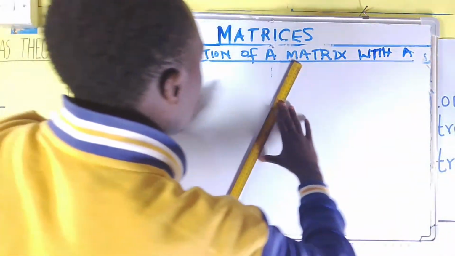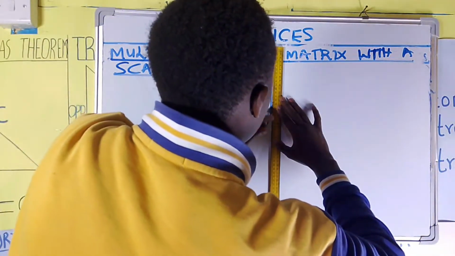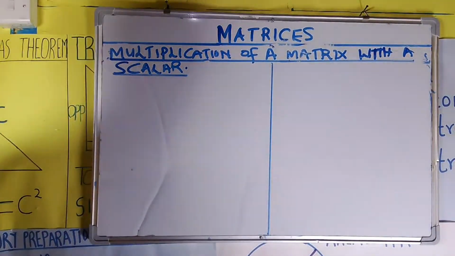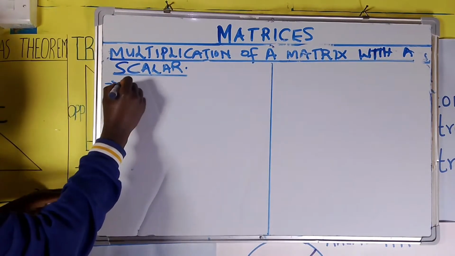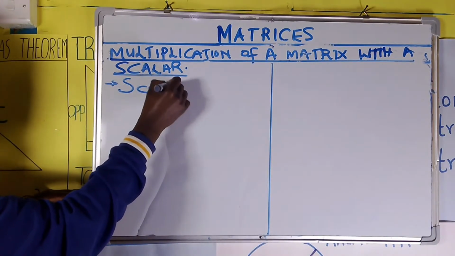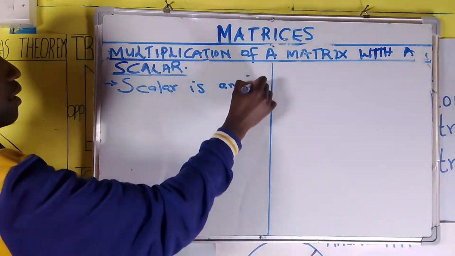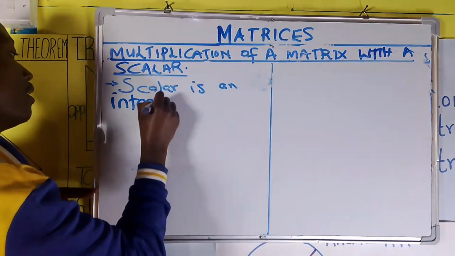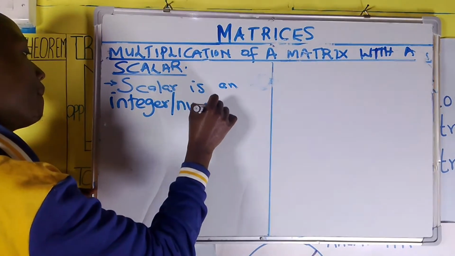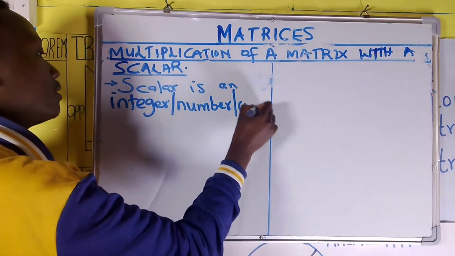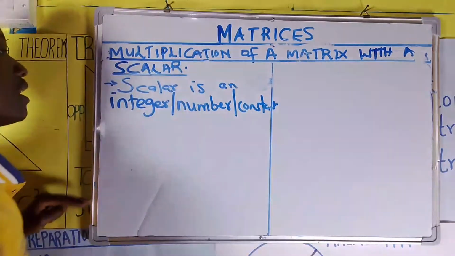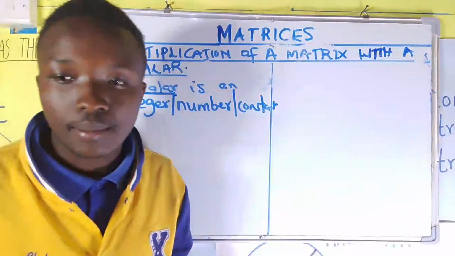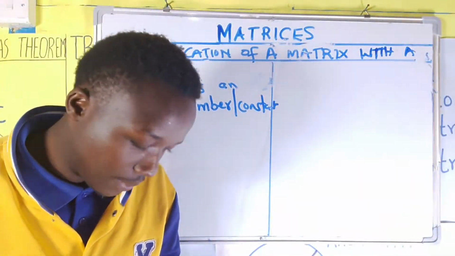So what is a scalar? A scalar is just a constant. You only need to understand that a scalar is an integer, or what we call a number, or what we call a constant. Constant means it doesn't change. So in this subtopic we learn how to multiply a matrix with a scalar.